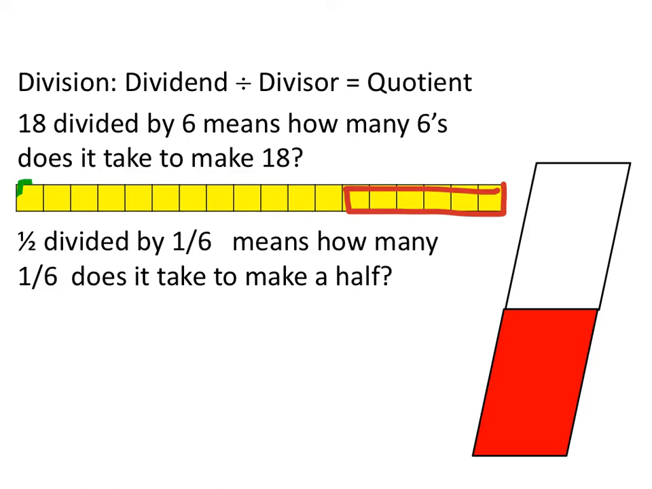All right, 1, 2, 3, 4, 5, 6. Oh, I think I got that one. 1, 2, 3, 4, 5, 6. Oh, I had to count that twice. Here we go. This is another 6. I think that's better. Well, there's 3 sets of 6s on that. So of course we know that there's 3 sets of 6 in 18 right there. Okay. Now 1/2 divided by 1/6 would also be interpreted as how many 1/6 does it take to make 1/2, right?